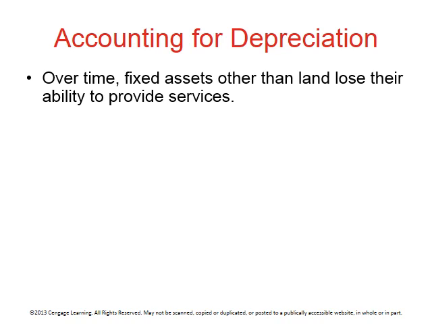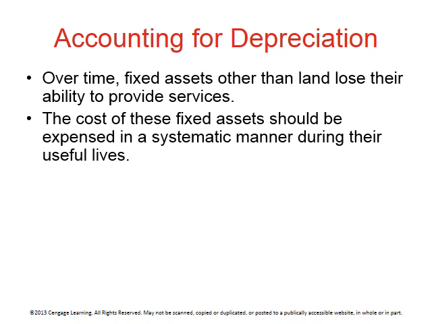The exception here is land. Land doesn't lose its ability to provide services. Land always keeps its value. We don't depreciate land. Well, the idea is with that machine 20 years old, not what it used to be, we should expense it in a systematic manner throughout its useful life because we're using that machine up. So we should have an expense reflecting that we're using the machine up. It's called depreciation.